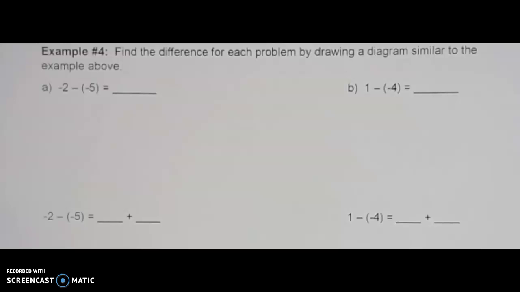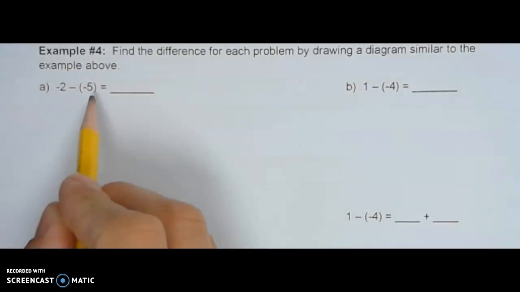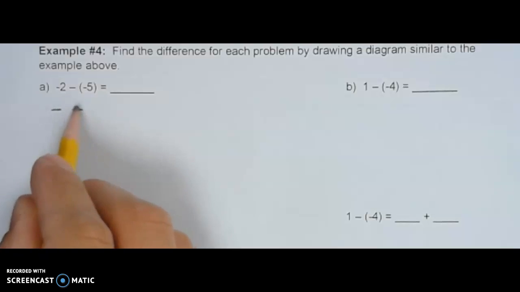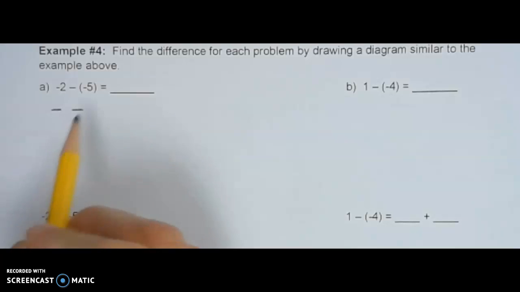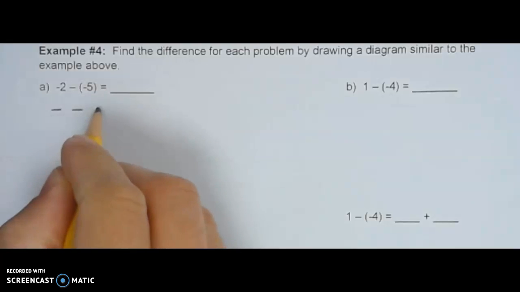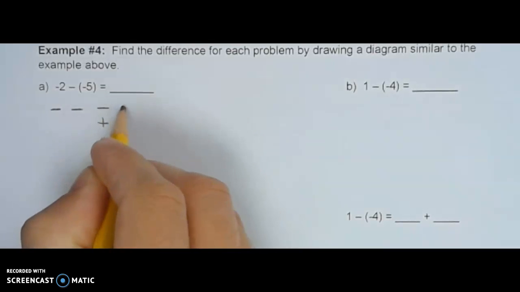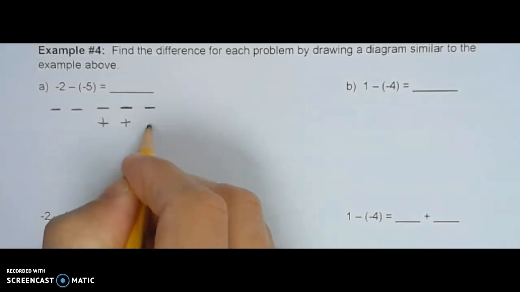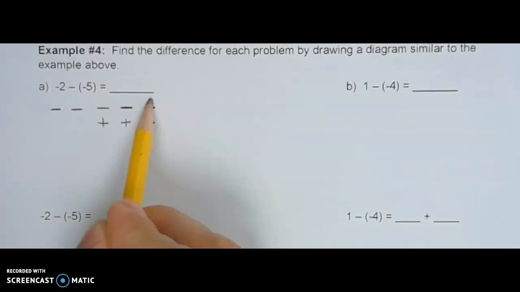In example 4, we're again going to draw a diagram to find the answer to the subtraction problem: negative 2 minus negative 5. So I'm going to start with 2 negatives. 1, 2. I need to take away 5 negatives. I only have 2, so I'm going to add in my zero-sum pairs. So here's my first 0, again a negative and a positive. Here's another zero-sum pair. Here's another zero-sum pair. And now I have 5 negatives that I can take away.